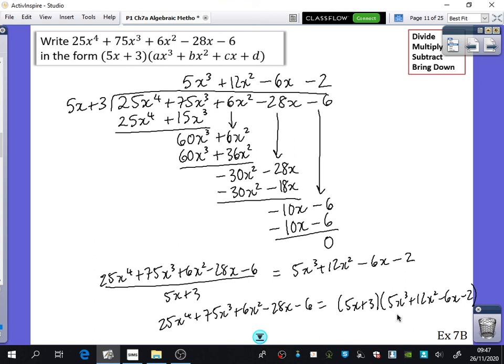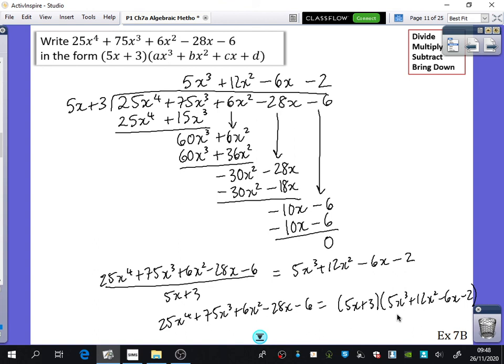Now, the ones we've done so far have all been divided by a linear. I think you probably will have some in the exercise of dividing by a quadratic. So after we've done a bit of practice, we might come back and try it with dividing by a quadratic. But I think you'll know how to do it. You just divide by the highest power and you just go from there.